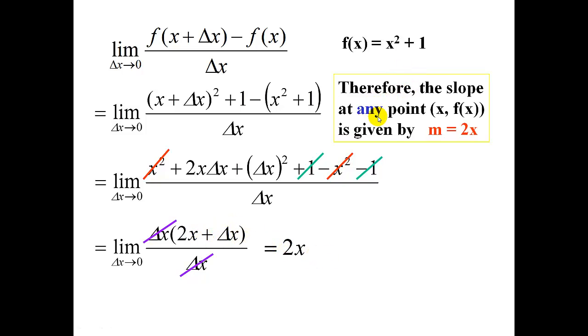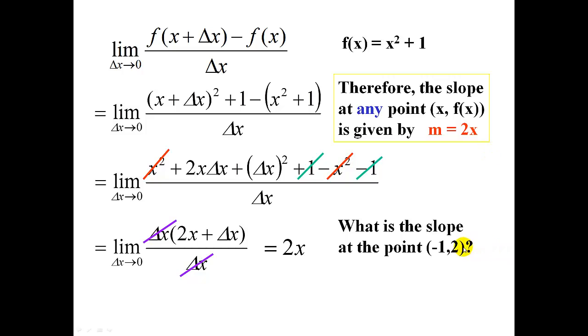Therefore, the slope at any point along this function of x comma f of x is given by the slope equals 2x. Notice the slope itself is no longer just a number, it is a function that changes throughout. So what's the slope of the point negative 1 comma 2?